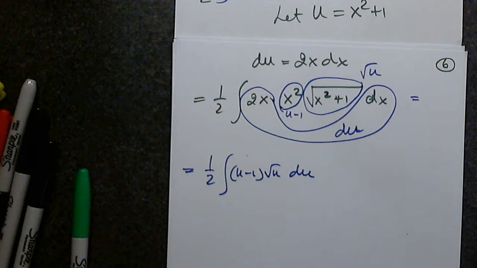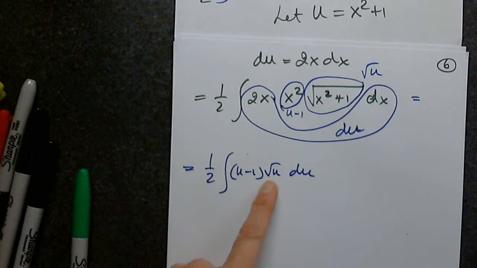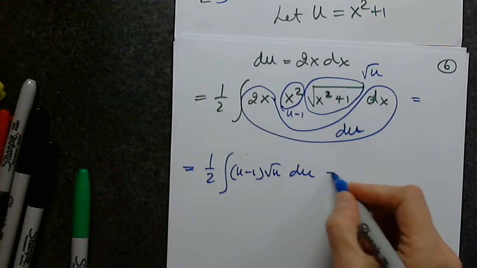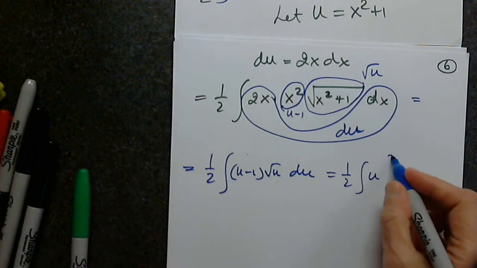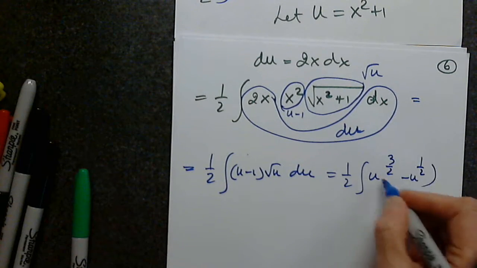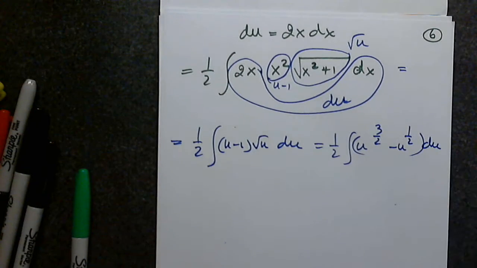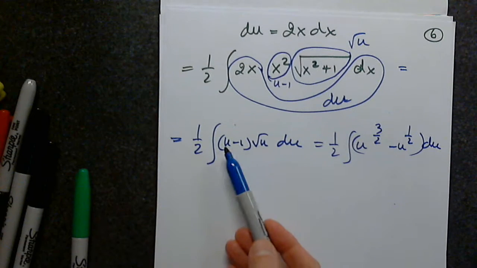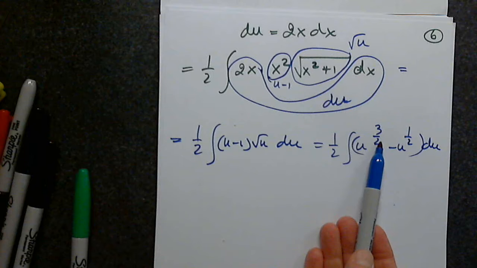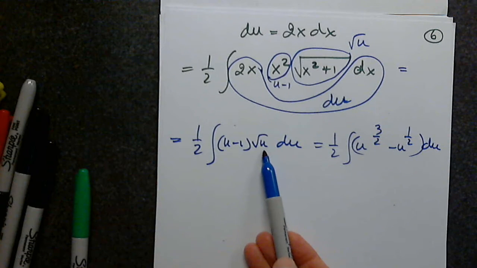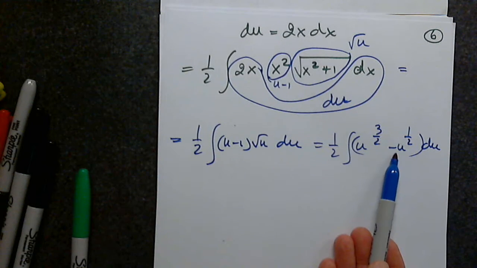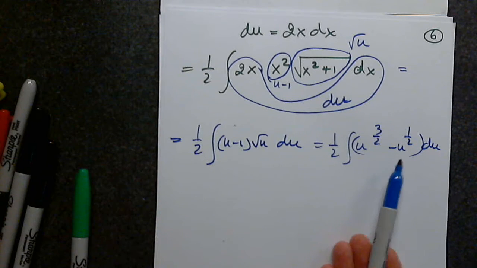And you can say, what did you accomplish with this? A lot. Because first of all, now I can distribute this, and I have 1/2, the integral from u to 3/2 minus u to 1/2 du, which is a piece of cake. So this is u to 1/2 multiplied by u, copy the base, add the exponents. And this is u to 1/2 times -1, which is negative u to 1/2.